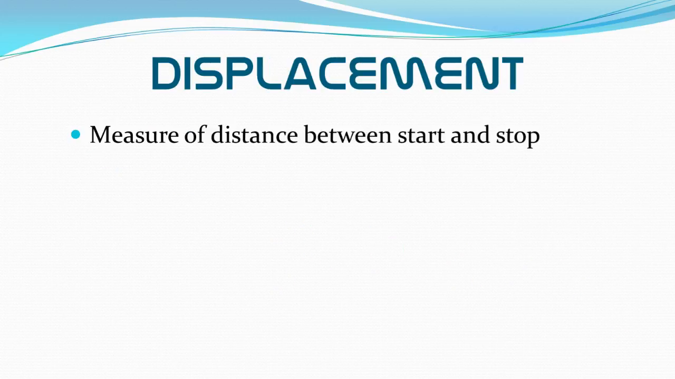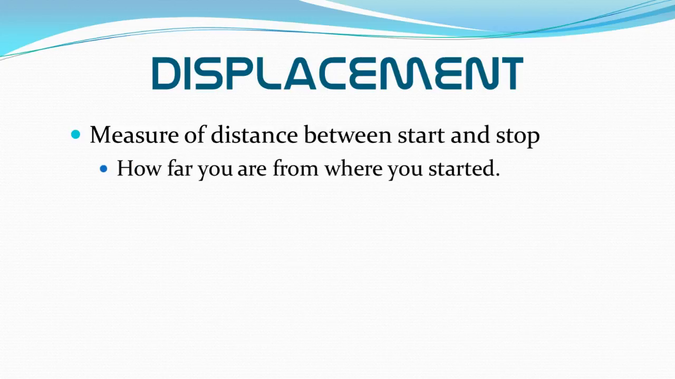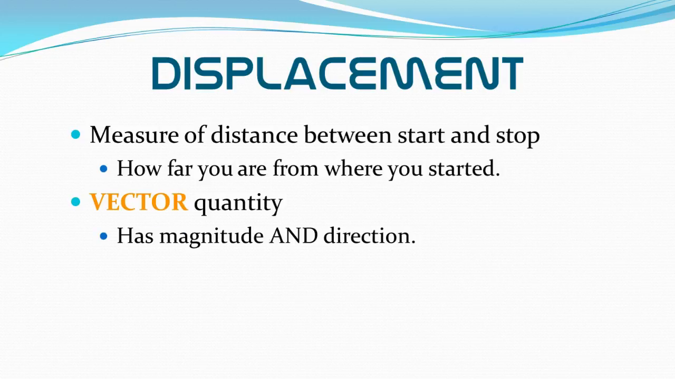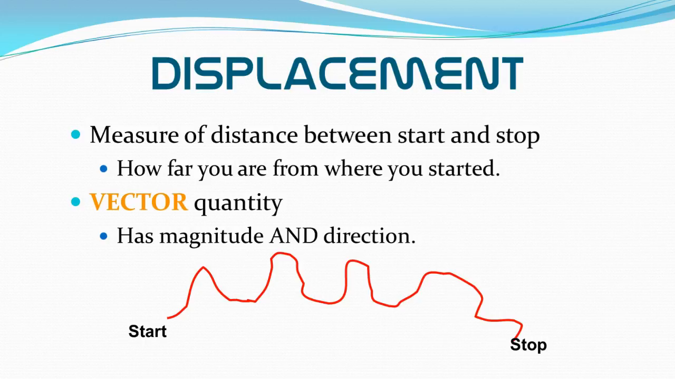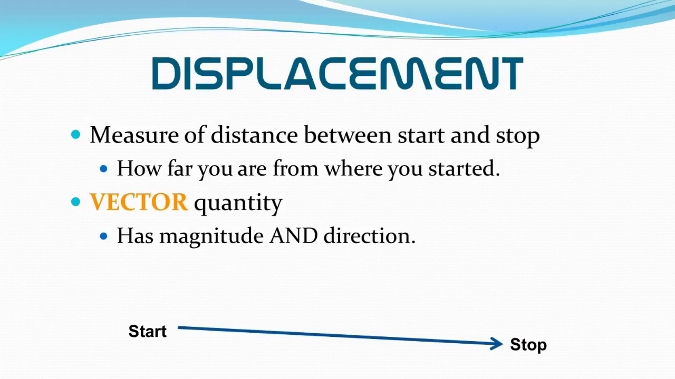Displacement is the measure of the distance between the start and the stop point. It's the straight line measurement that shows you how far you are from where you started. It's a vector quantity, which means it has magnitude and direction. So if I look at my start and stop point, there's distance, there's displacement. Not only can I find a numeric magnitude to represent that change in position, I can also describe the direction, in this case, mostly forward.